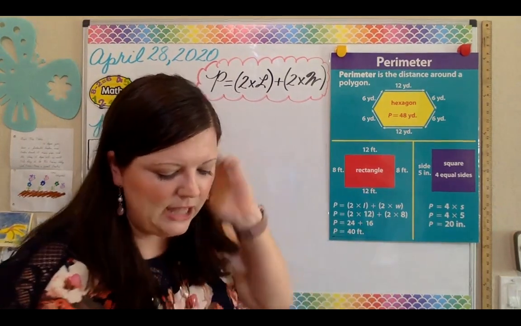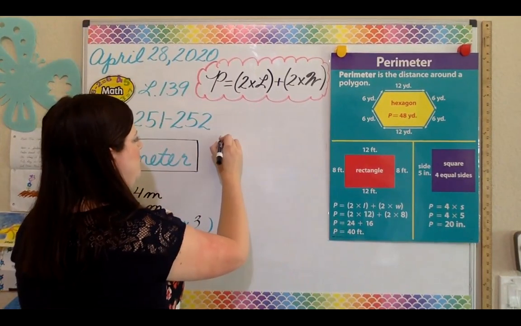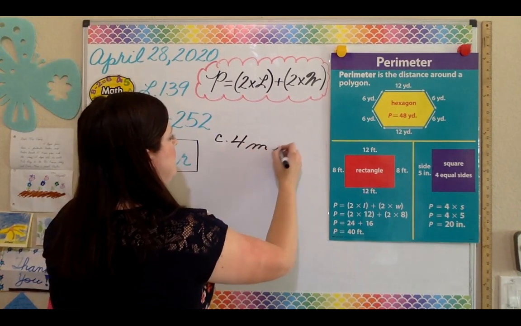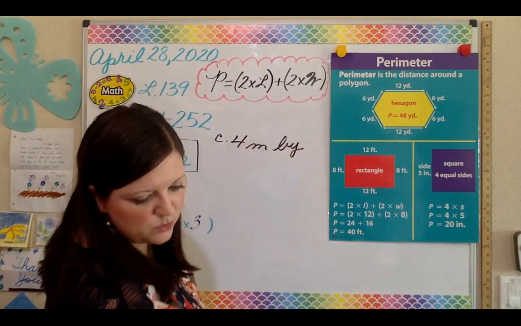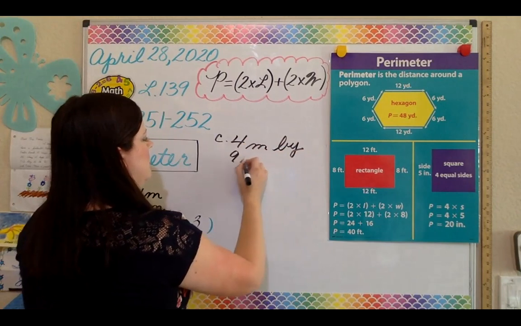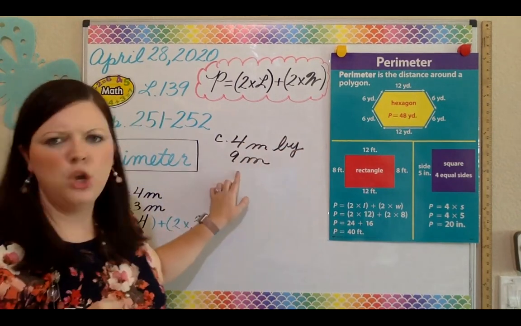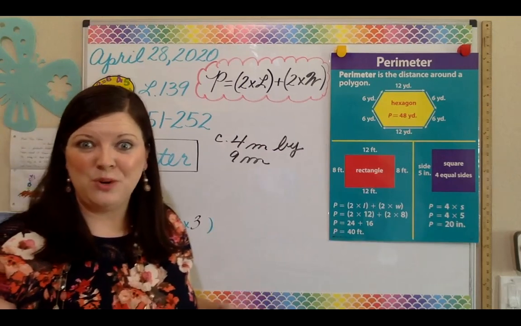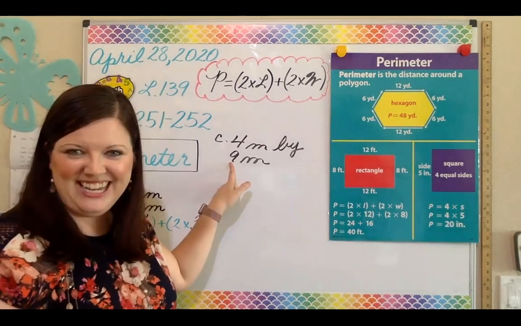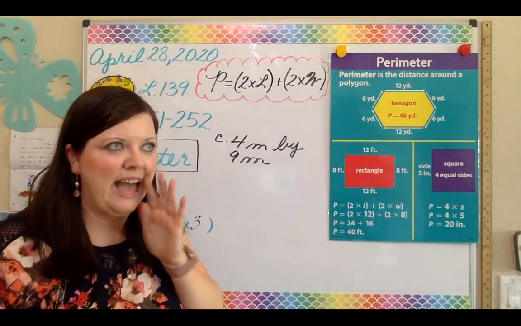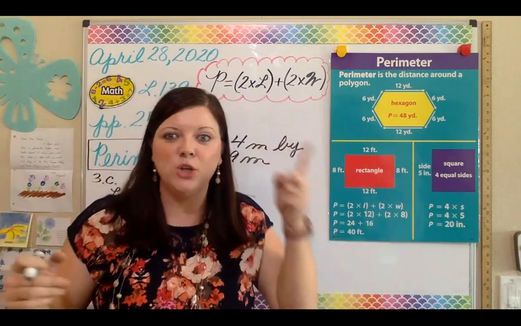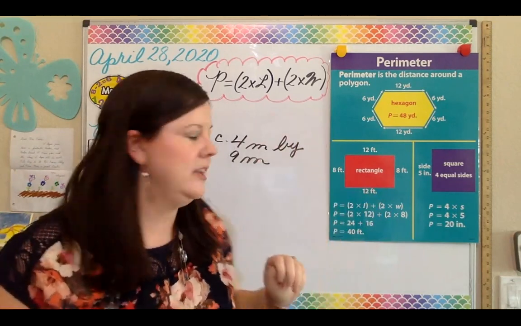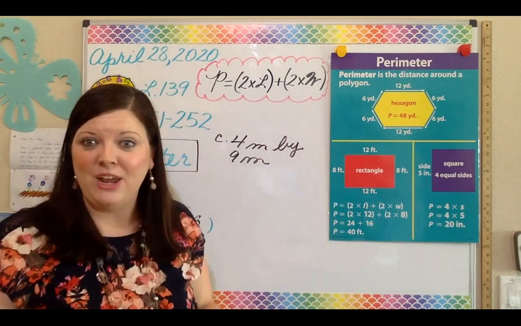So for letter C, it looks like this. 4 meters by, what does it say? 9 meters. There we go. Which one is our length? Which one is our width? Well, which one is longer? Which one is larger? The 9 here. It's also the one that comes last. Hello, there's another L there. So longer, larger, last, length. Oh, I love it. Okay, so let's start by writing our formula first.